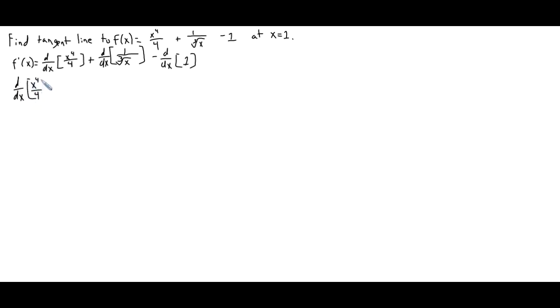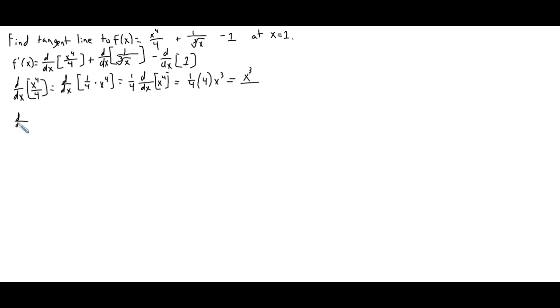The derivative of x to the 4th over 4, well, that is equal to the derivative of 1/4 times x to the 4th, which equals 1/4 times the derivative of x to the 4th, which equals, using the power rule, 1/4 times 4 times x cubed, which just ends up being x cubed.